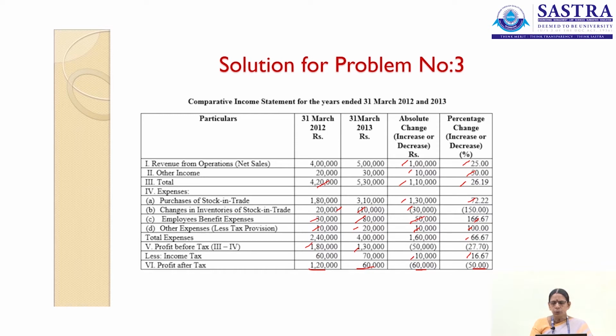See, we have a total revenue of 26.19 and total expenses of 66.67. That is why the profit before tax shows a negative figure, because expenses have a greater increase. The expenses have been increased by 2/3, but the revenue has increased by 1/4. So this has resulted in a decrease in your profit by 1/4. Again, profit after tax is decreased by 50%, that is, half of the profit has been decreased. This is the way in which we have to interpret the comparative income statement.